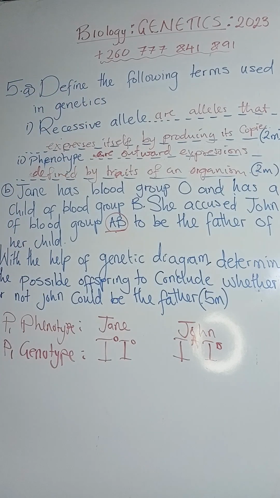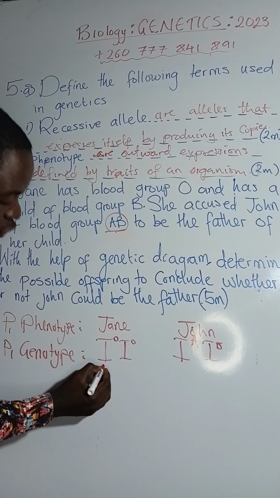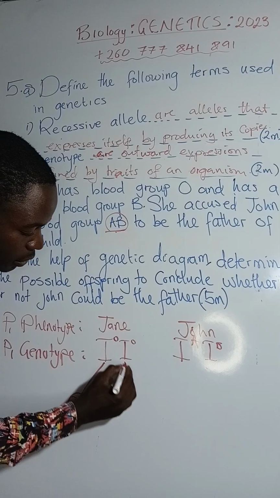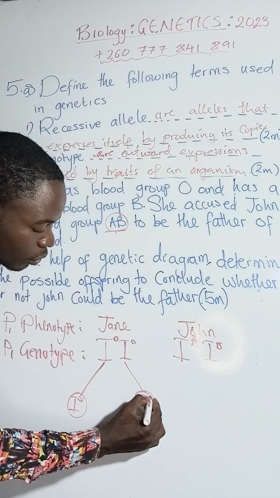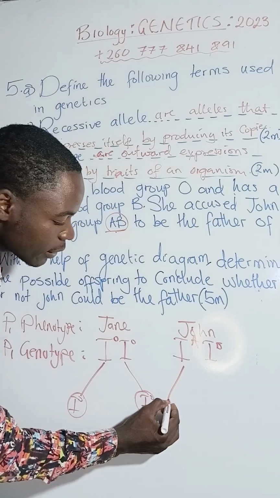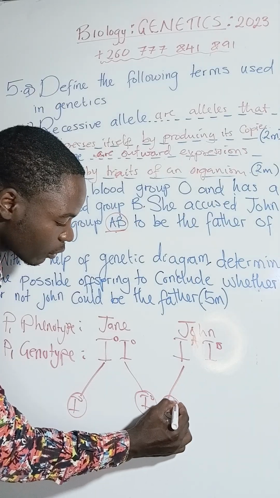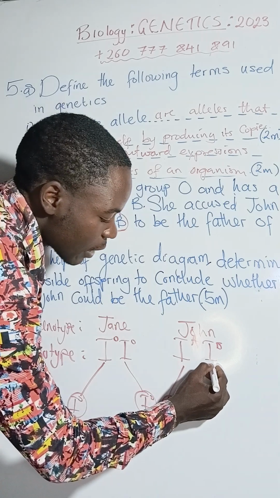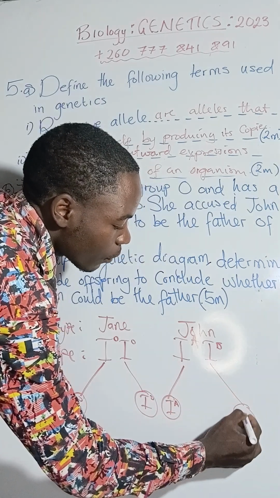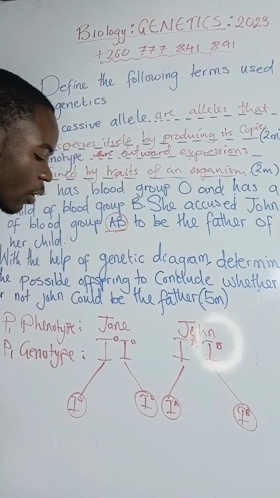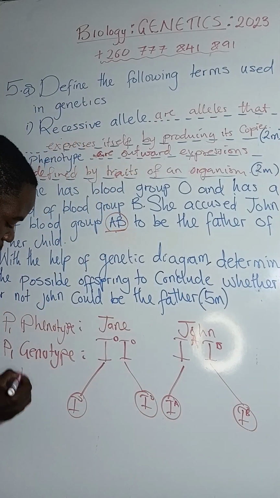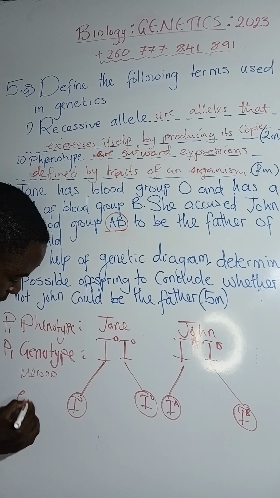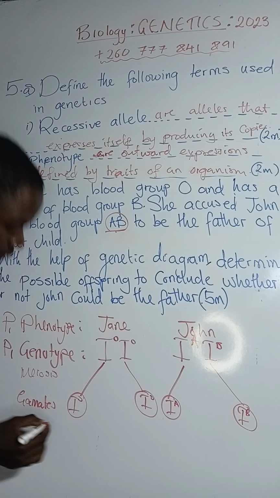Now we are going to split this into two. Blood group O is split like this, and the blood group AB is split into blood group A and blood group B. This stage is what we call meiosis, and these are what we call the gametes.